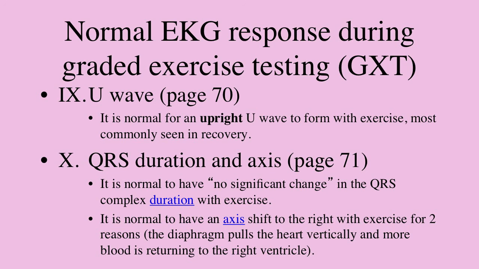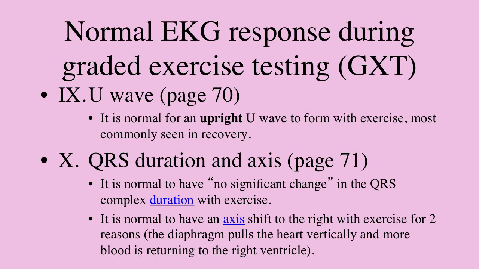There's an example on page 71. First off, the easier of the two is the duration of the QRS complex. It is normal to have no significant change in QRS complex duration with exercise. In other words, the QRS complex has a certain distance at rest, and we looked at measuring that early in the course, and that should not change with exercise. It should stay the same, QRS complex duration. So pretty straightforward on that.